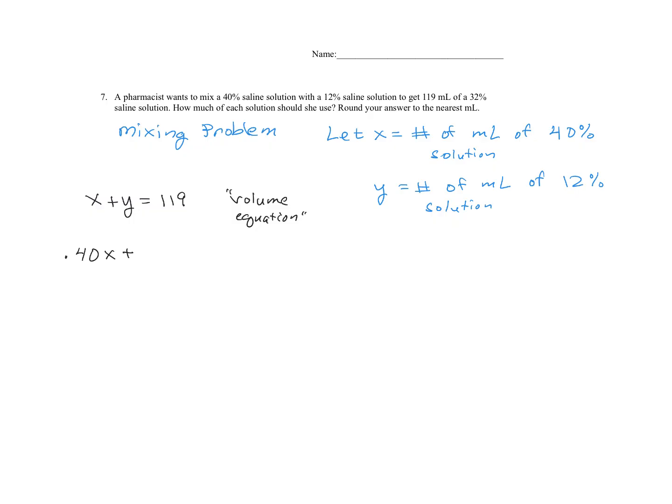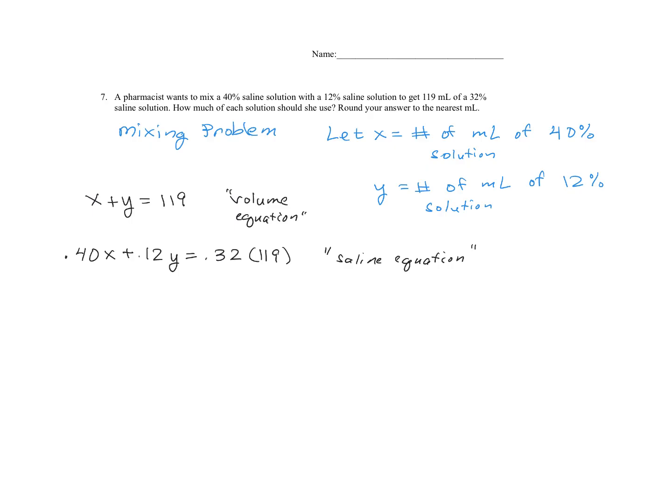Just like for the 12%, you take 0.12 times the amount of liquid you have, and that gives you how much saline is coming from the second solution. Now, since we're mixing them, we want to end up with a 32%, and it's 0.32, or 32%, of the 119 milliliters. You can think of this as your saline equation. And now we've successfully written two equations for our two unknowns.